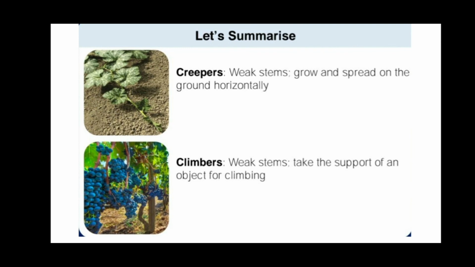Besides these trees, shrubs and herbs, we have also read the creepers and the climbers. Creepers have a weak stem, climbers also have a weak stem, but the basic difference is that creepers grow and spread on the ground horizontally, but climbers take support to stand erect. I hope you have got an idea of how many types of plants it is possible to make. Now, we will move to the next class: what types of structure the plant has, the shoot part or the root part, and what parts it has. We will discuss that in the next class.